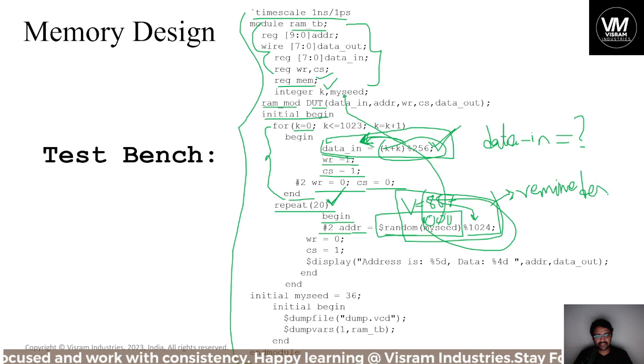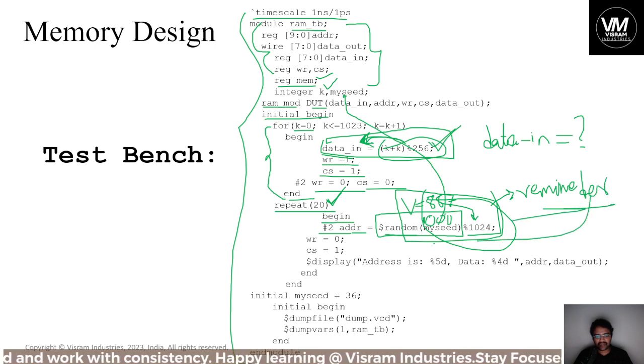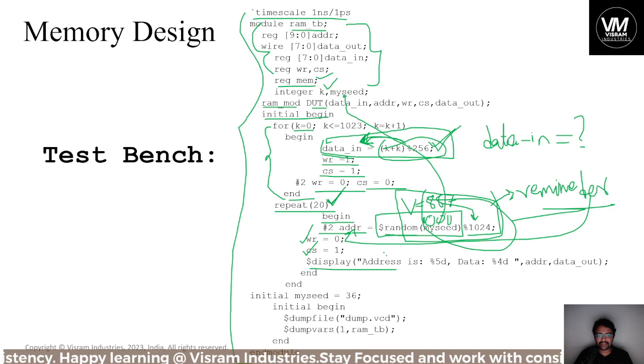Percentage means the remainder, and that remainder is sent to the address. Okay, now write is 0, chip select is 1. Display the address. First, just display the address. Address is nothing but %5d. Address is 5-bit decimal, right? And data is 4-bit decimal.